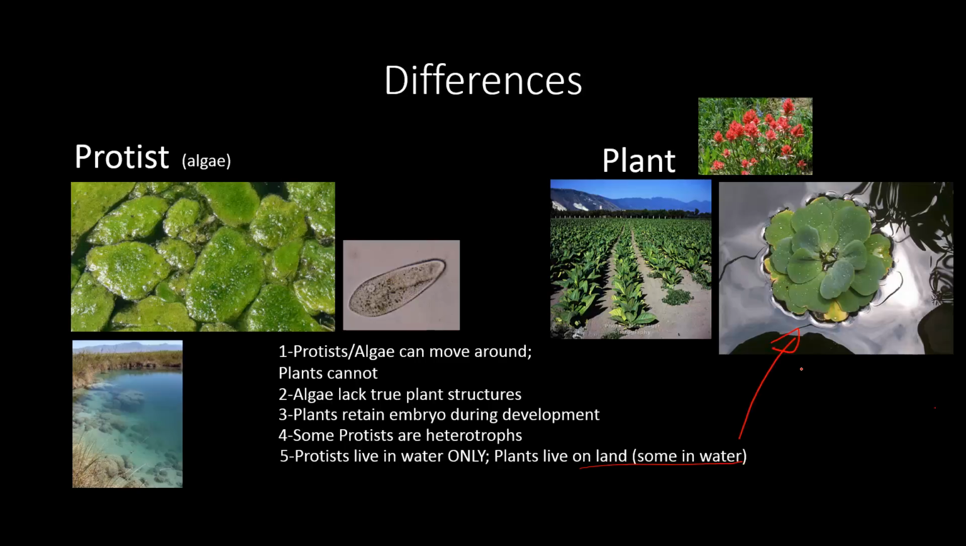We can see this water lettuce living on water, and these crops living on the land. Lastly, most protists are unicellular, and that's different from the multicellular plants.